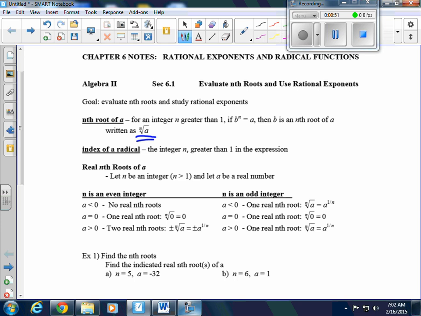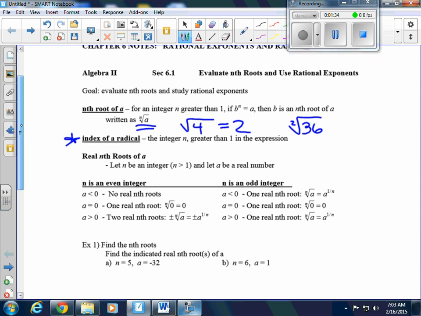When we talk about the square root, if we see this, we all know that the square root of 4 is 2. What we don't realize maybe is that the index number in this case is a 2. So if you see something that looks like this, the square root of 36, which we know is 6, there's really a little 2 in here because it's called the square root. If it's a third root, it'll have a 3 in there. If it's a fourth root, it will have a 4 in there. So that's what the index of the radical is. It's the integer n. It's the number that's got to be greater than 1 in that expression.